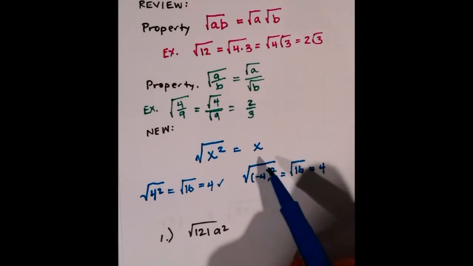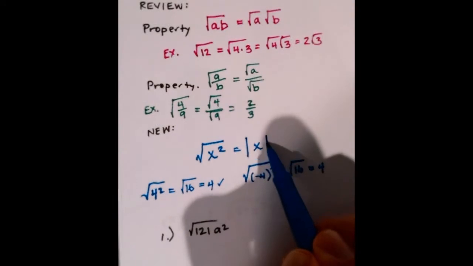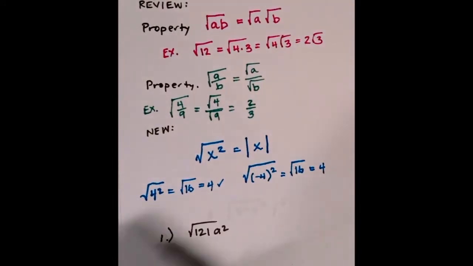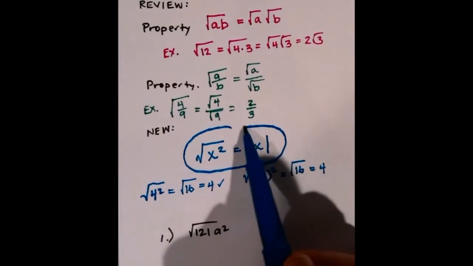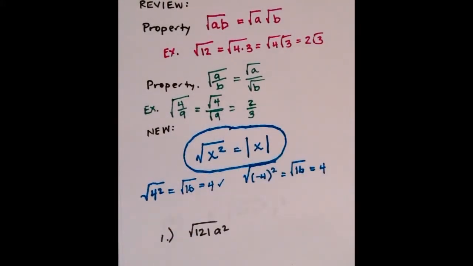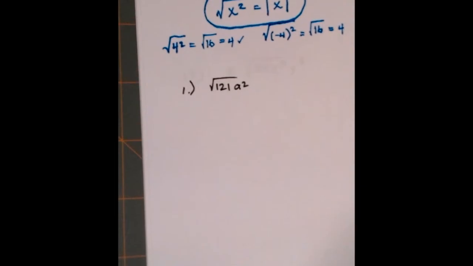So the actual rule is the square root of x squared is equal to the absolute value of x. So this is what we are going to be talking about today. The square root of x squared is equal to the absolute value of x. And I don't want to really necessarily confuse you. You're going to need it more for tomorrow than for today. But let's go ahead and do some problems.